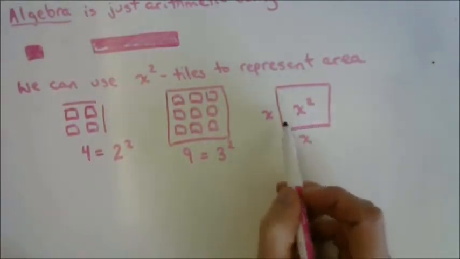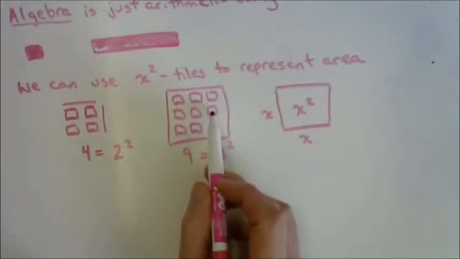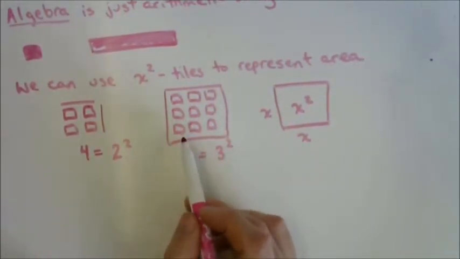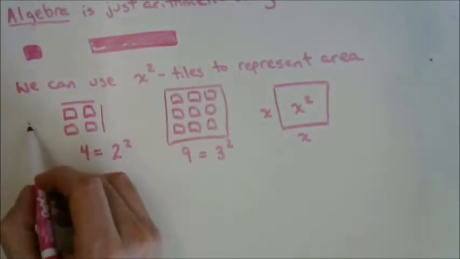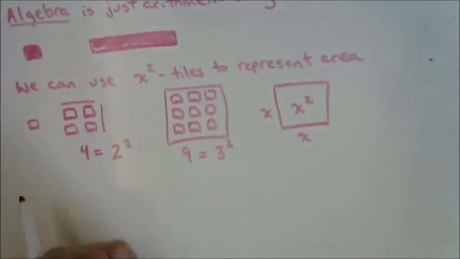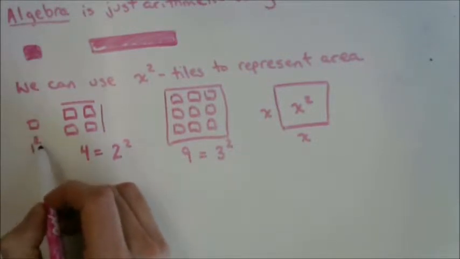Is it possible that this area x squared is less than this area? Yeah, it's entirely possible. It might be way bigger, it might be way smaller, it might be smaller than this one. It might even be smaller than just 1 unit. This is 1 squared, which is 1.